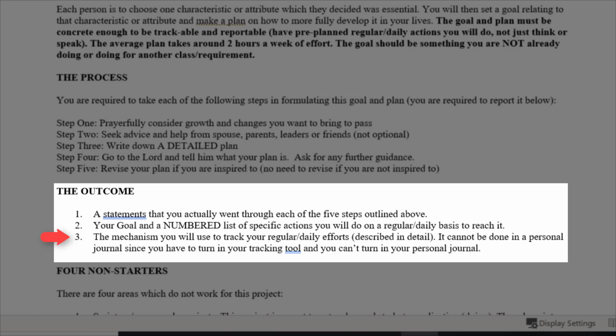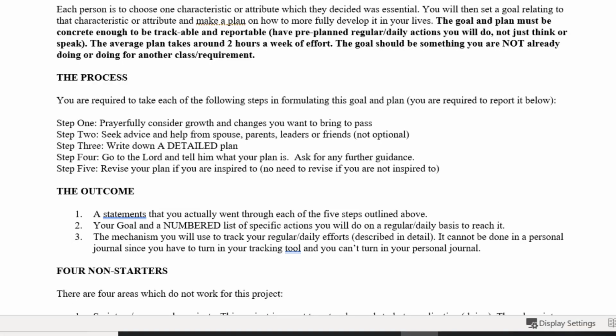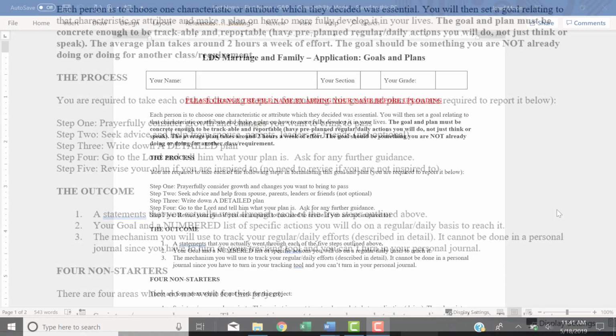If you handwrite, it must be something you can turn in or something that you can take pictures of and upload onto this document. But remember, you must turn it in somehow, so you probably don't want to do it in your personal diary with all your other secrets. In fact, please don't do that because Brother Goodman does not want you to share your personal journal.